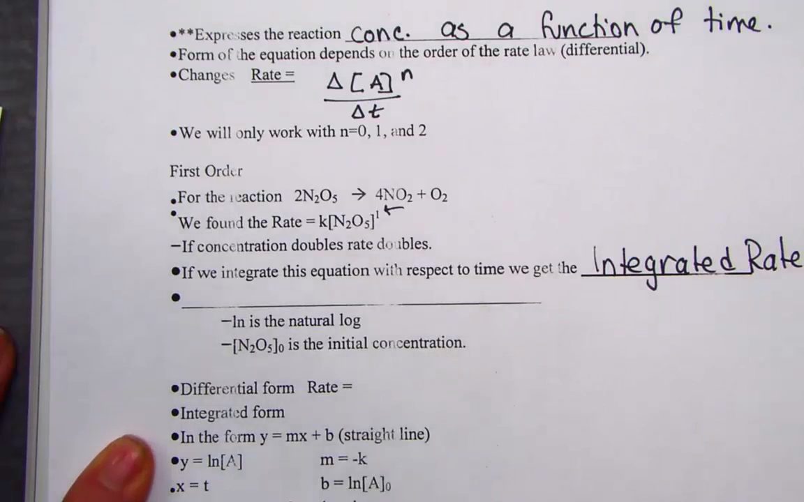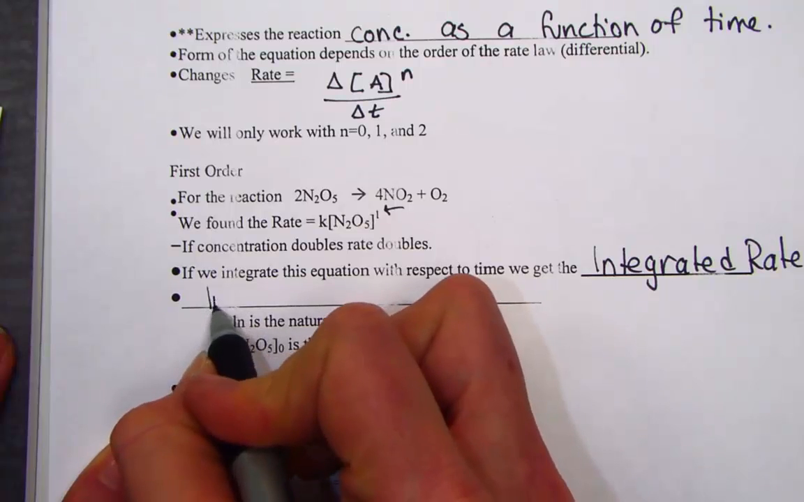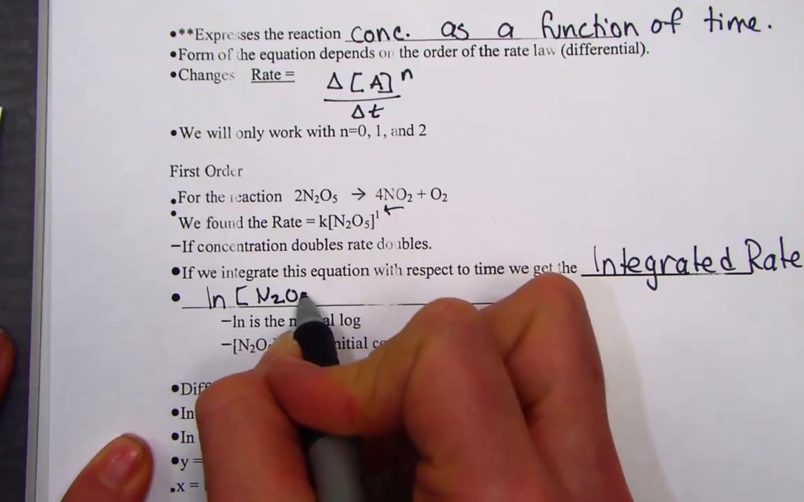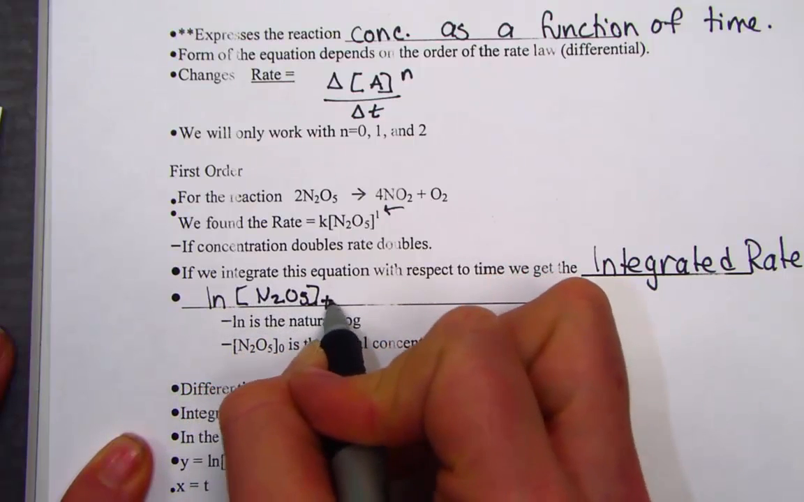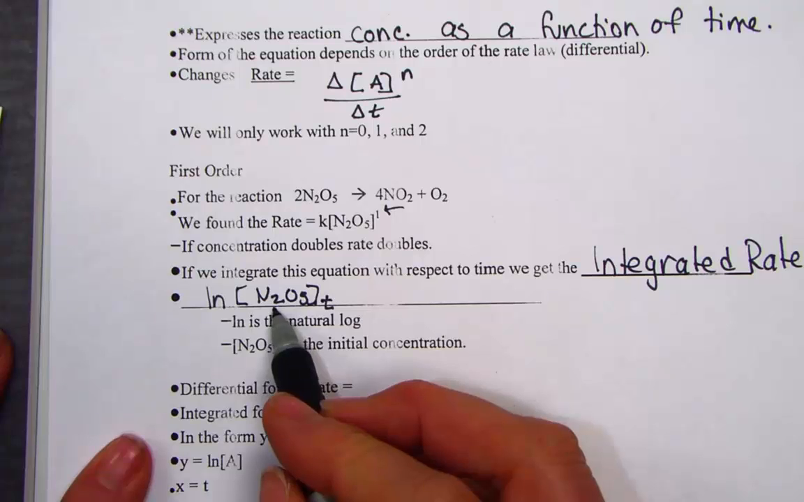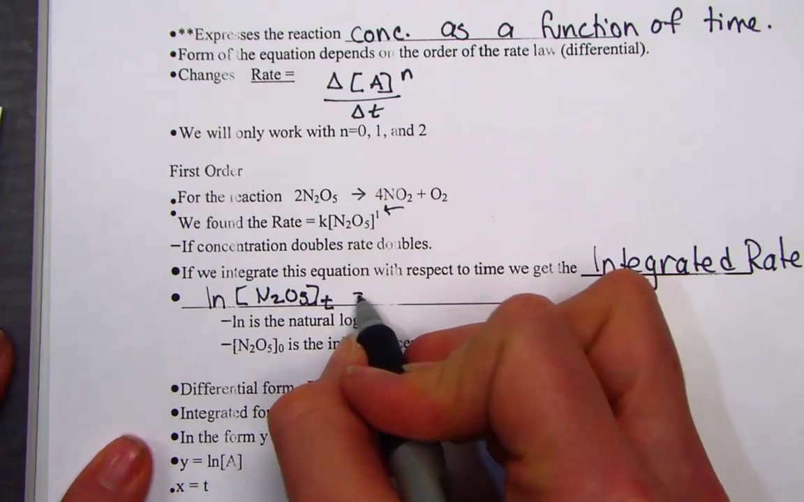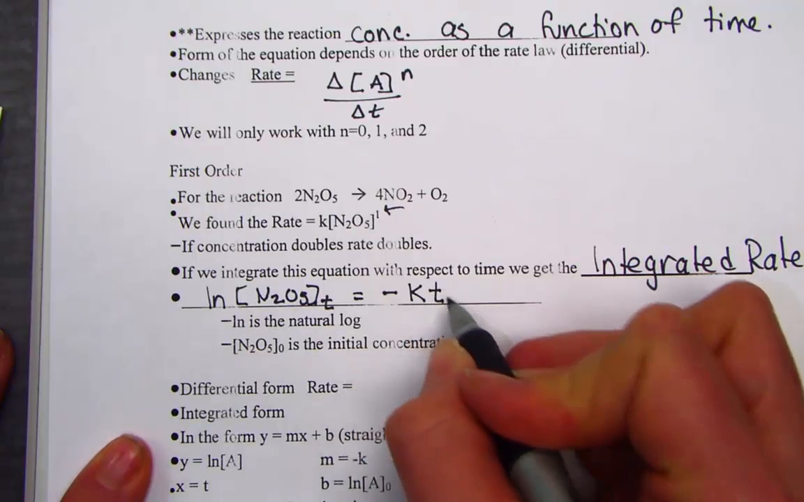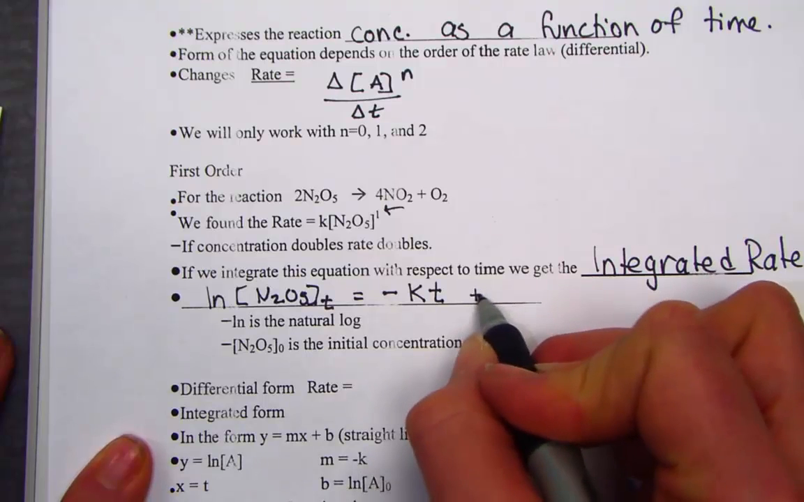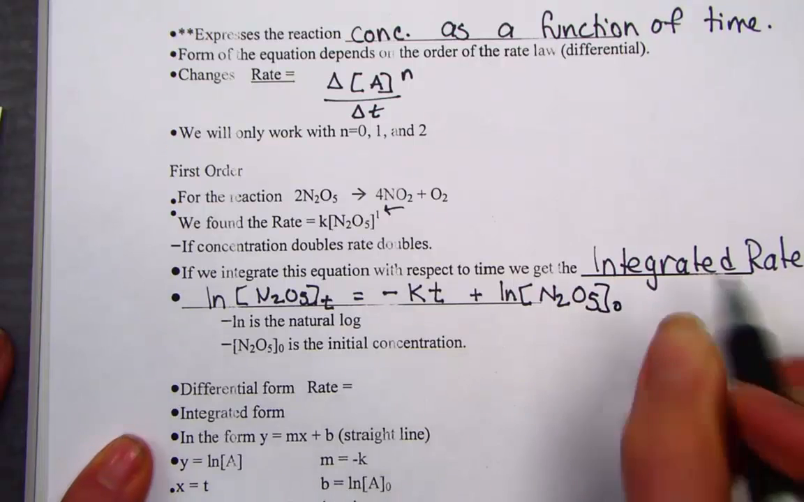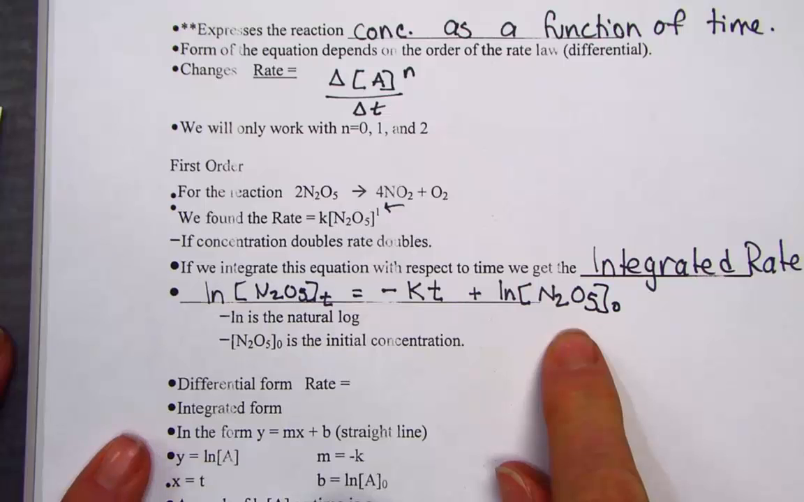We do not need to memorize these. The equation sheet is there for your convenience. When we integrate, we get the form where ln stands for the natural log of our reactant, N2O5, at any point in time of our reaction. The natural log of the concentration of N2O5 at a point in time is equal to negative k, the rate constant, times t, where t stands for time, plus the natural log of the concentration of N2O5 at time 0, the initial amount provided to us.